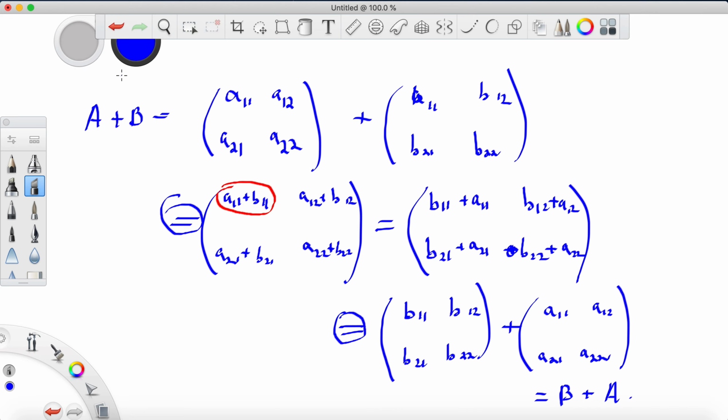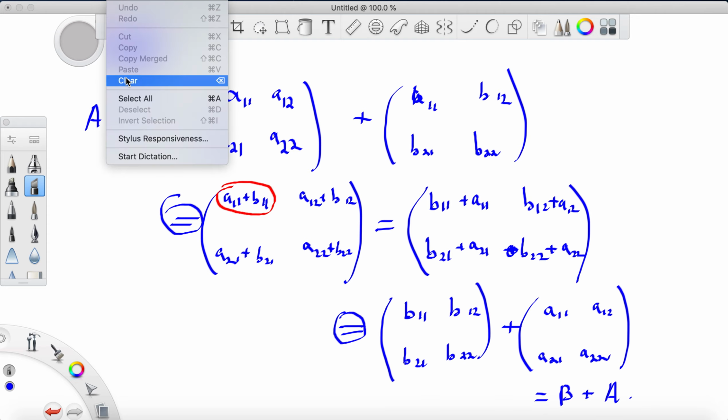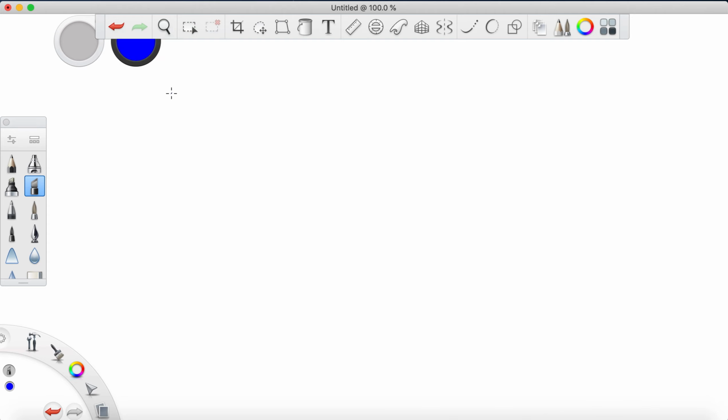Okay, so this is not the case with multiplication, as you will see right now. So let's think about how matrix multiplication is going to be defined.